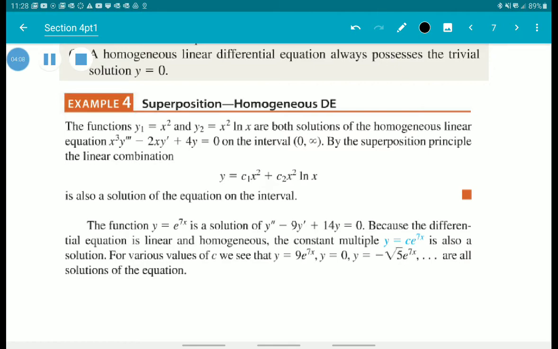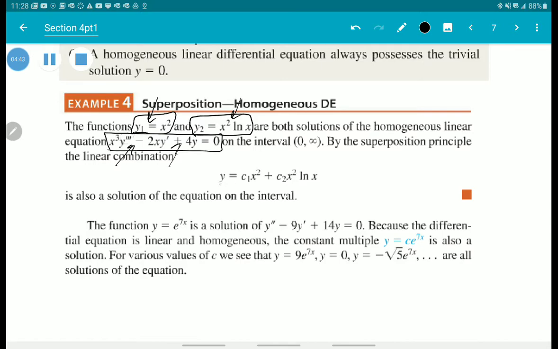So if we look at example 4, they're telling us that they have 2 solutions of this differential equation. Okay, now notice this is the third order, but they've only found 2 of the 3 solutions. So you could verify that this satisfies this, and you can verify that this solution satisfies that differential equation also. And the superposition principle also guarantees that the sum of those 2 would satisfy that differential equation as well.